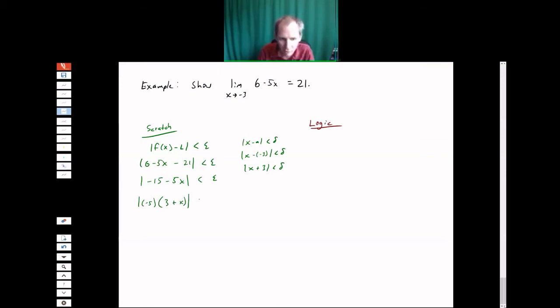And when I factor it out with absolute values, right, when I have two multiplied things inside an absolute value, we can sort of pluck them out, but absolute value makes things positive, right? So when it comes out, it's the absolute value of negative 5, or positive 5. And I can rewrite 3 plus x as x plus 3. Okay. So then to get my absolute value of x plus 3 by itself, I'm going to divide both sides by 5. Okay, so I can see, this is what I want for delta.